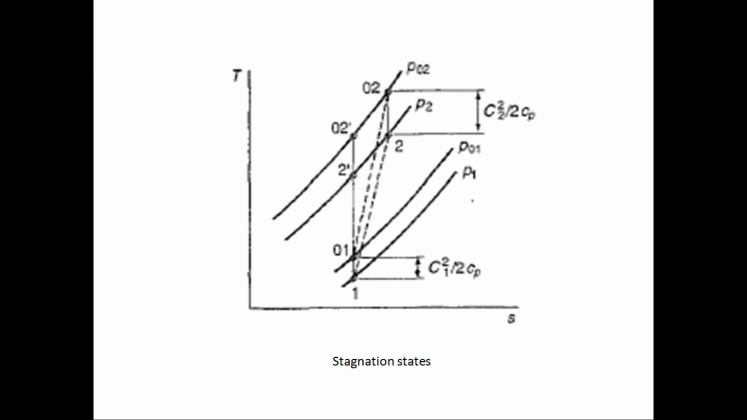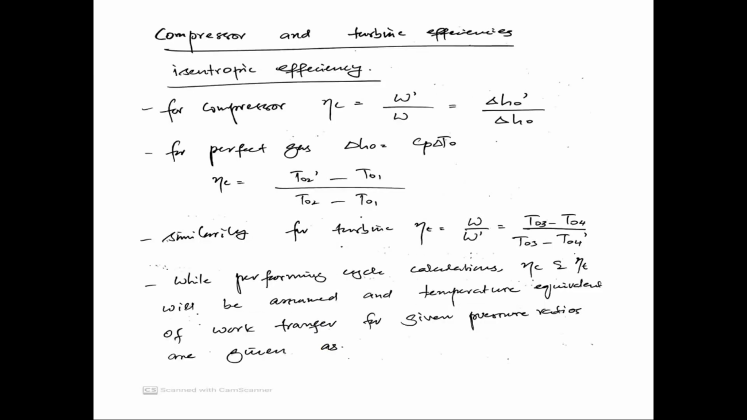Whenever we define the efficiency of the compressor or the efficiency of the turbine, we define it in terms of the actual work done and the ideal work done. So now let's define the compressor and the turbine efficiency. We are going to first discuss the isentropic efficiency, and then we will discuss the polytropic efficiency.